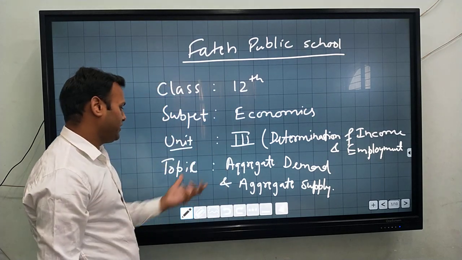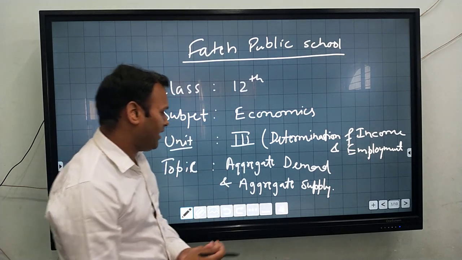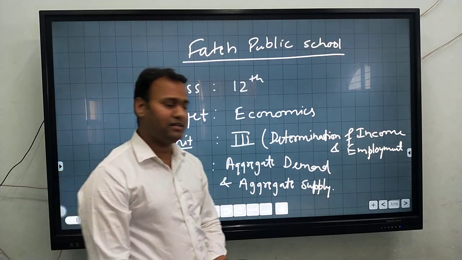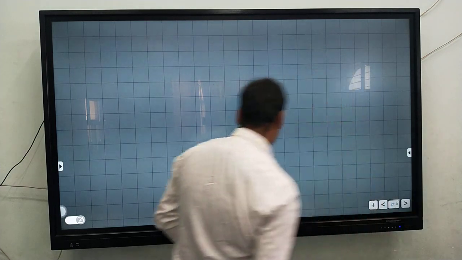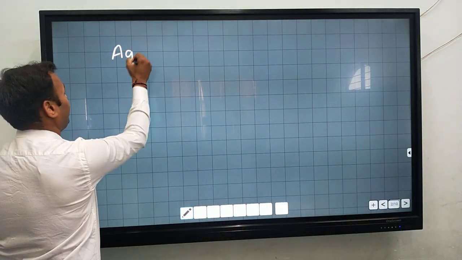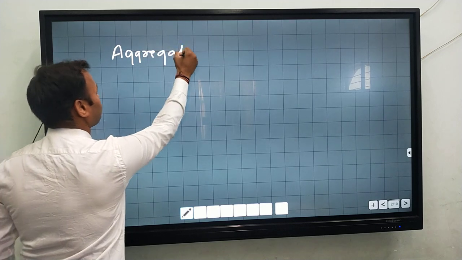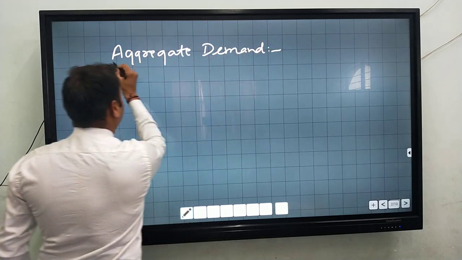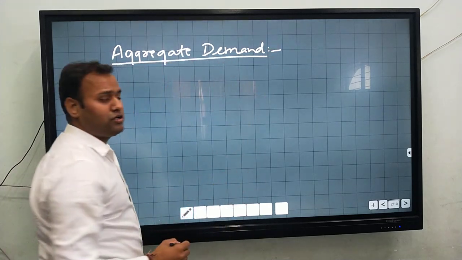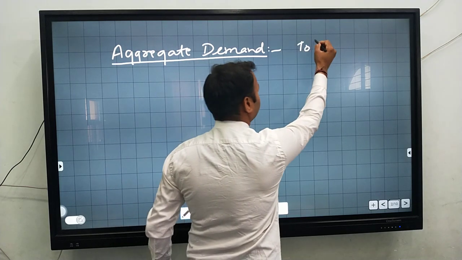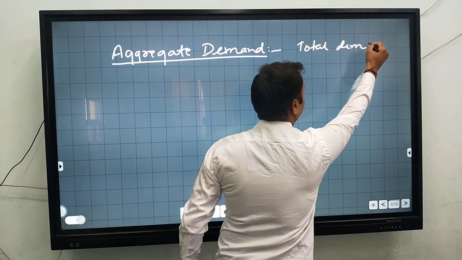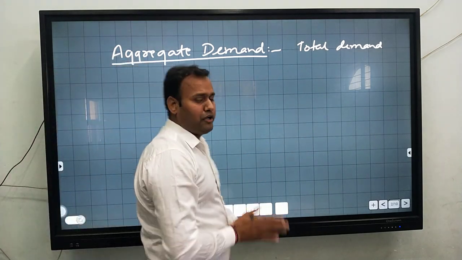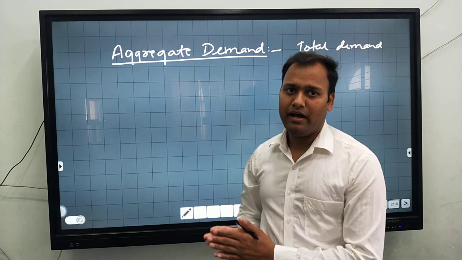Now in this unit we will discuss the topic aggregate demand and aggregate supply. The chapter name is aggregate demand and aggregate supply. Okay, so let's start with what is the meaning of aggregate demand. Aggregate demand is a total demand. It refers to the total demand by the consumer for a particular time period, that is called the aggregate demand.